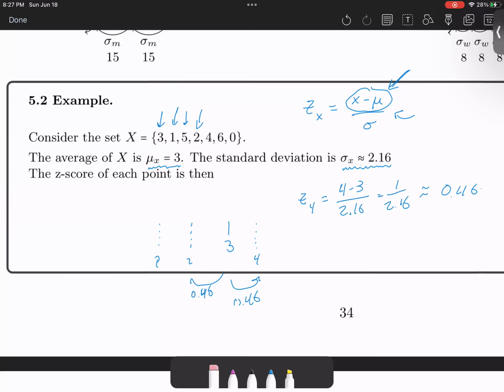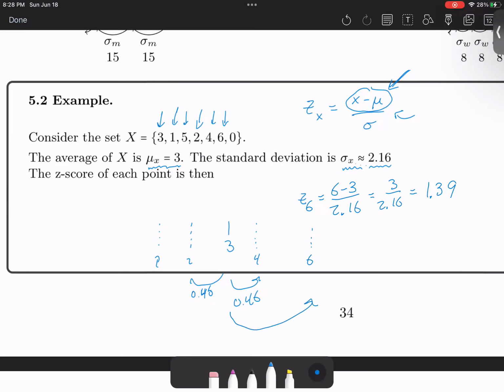Okay. Last 2 points. 6 and 0. The z-score of 6 is 6 minus the average 3 divided by the standard deviation, 2.16. That gives us a z-score of 1.39. So 6 is all the way over here. It is more than 1 standard deviation away. It is 1.39 standard deviations away.